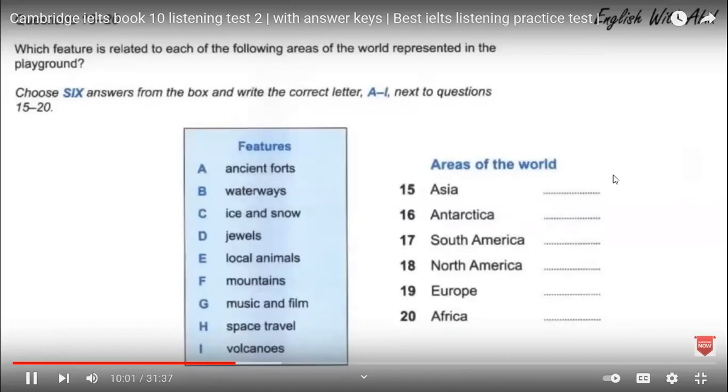Now listen and answer question 15. Okay, you will hear the idea from here, and you have to match it with this question. That means you have to write down the letter, only the letter. So be careful about it. To 20.